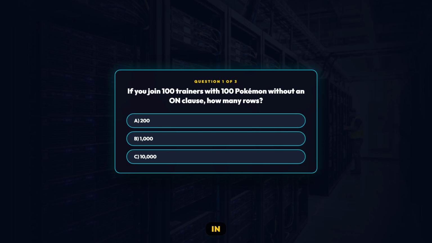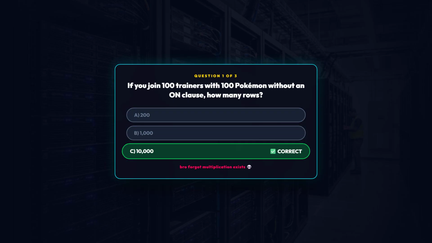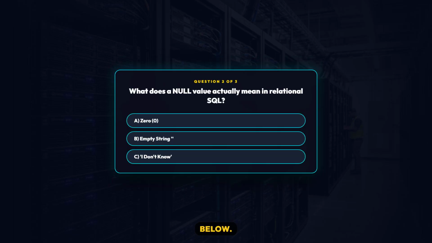All right, before I let you guys go, let me test your SQL knowledge with a quick 3-question quiz. All right, so question number 1. If you join 100 trainers with 100 Pokemon without an ON clause, how many total rows will SQL output? Question number 2. What does a null value actually mean in relational SQL?